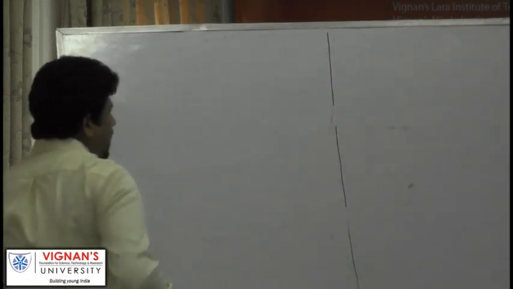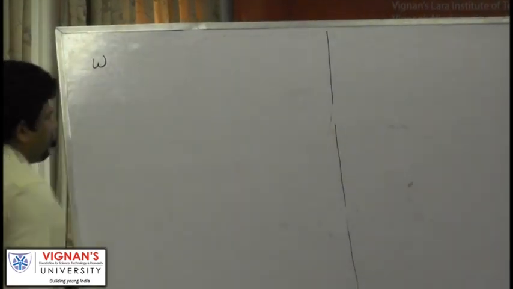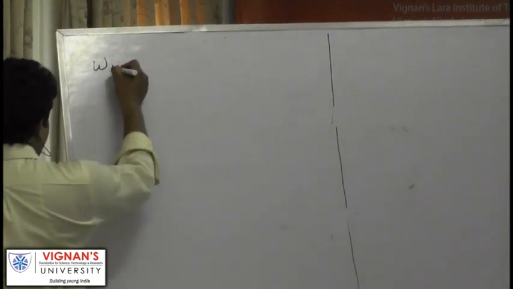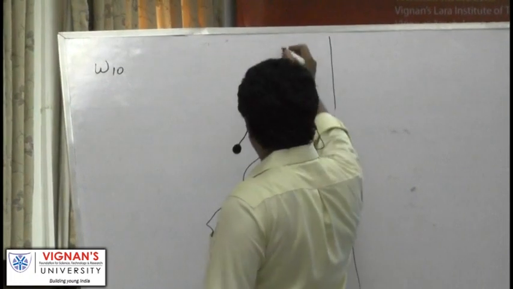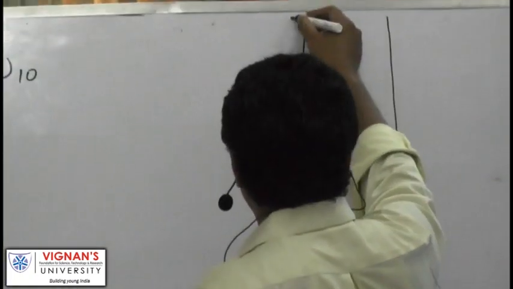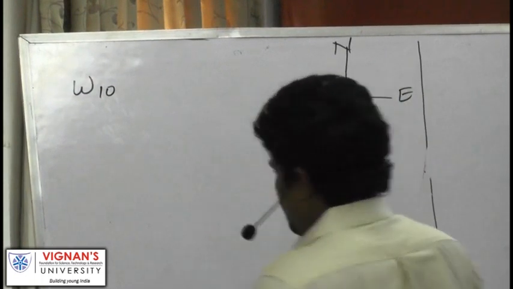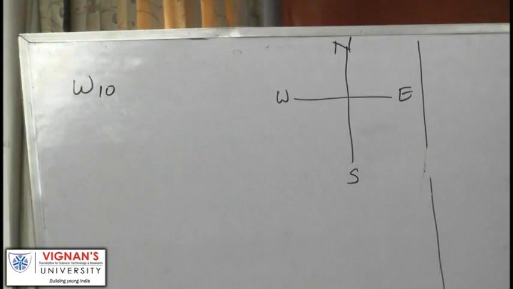A man started to walk in which direction? West direction. He walked for how many kilometers? 10 kilometers. Look at this: north, south, east and west. He is traveling towards the west direction. Now he turned to what direction? He turned through an angle of 90 degrees in the clockwise direction.